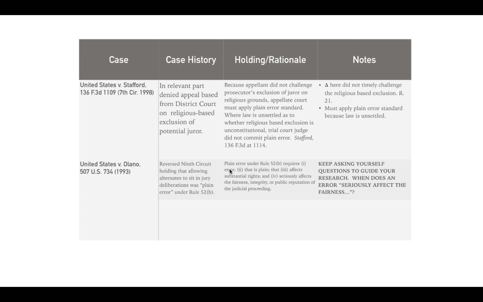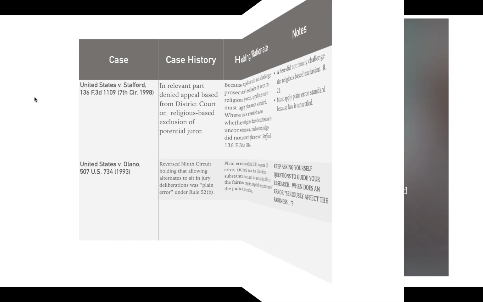And here she writes down how the court defines a plain error standard. And notice how some points that she puts down here touch off other areas of research, because she sees that the court says that a plain error should be something that affects the fairness, integrity, or public reputation of a judicial proceeding. So she's going to keep asking herself, well, what does it mean to seriously affect the fairness of a judicial proceeding? And that could just be another area of research that she can put into this case summary.